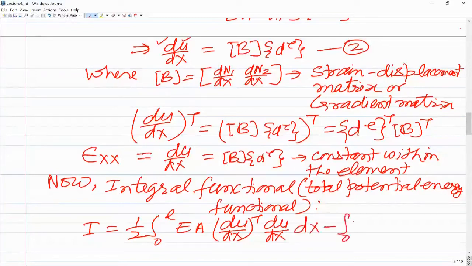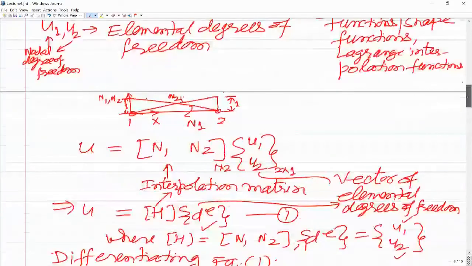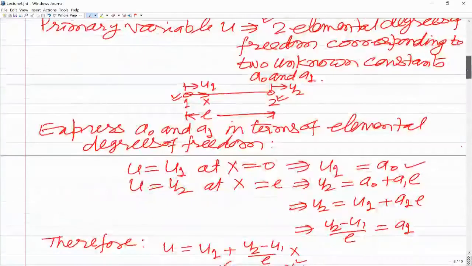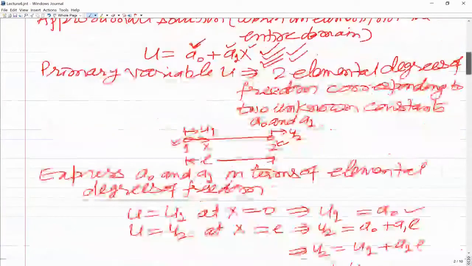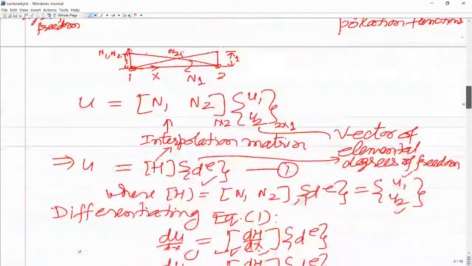The second term is the potential of the distributed force q. That was u into q, and we are writing it as u transpose into q dx. The purpose of writing u transpose is so that in this term also the first factor is a transpose, so that on the left side we get d^e transpose common. This is the integral functional I have written here. And the last term in the integral functional, I also want to write as a product of the force and the vector of elemental degrees of freedom.